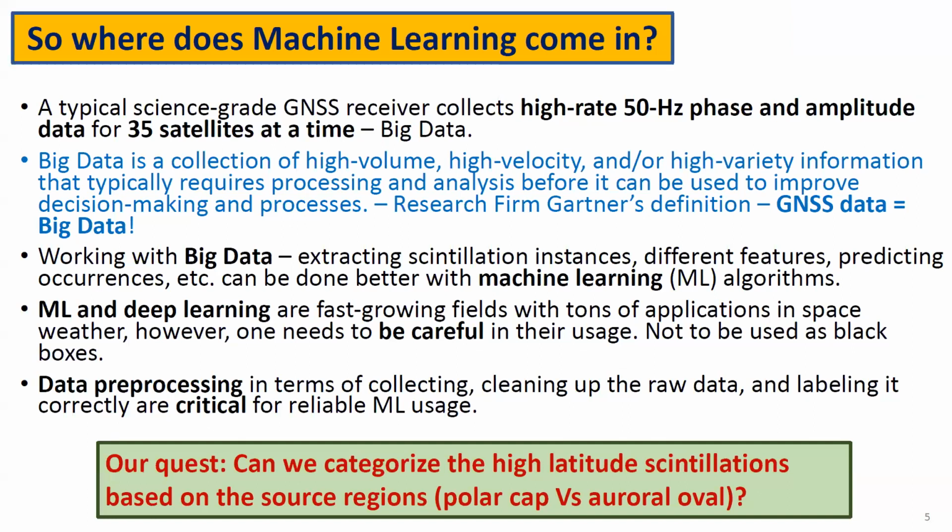These fields, machine learning and deep learning, are fast growing fields, but we need to be careful how we use them. They are not to be used as black boxes. Those who have worked with machine learning would appreciate that data pre-processing is the most crucial step before you even apply any kind of machine learning algorithm. So my current quest, what we are looking at right now, is, can we categorize high latitude scintillations based on their source regions, which is polar cap versus auroral oval.